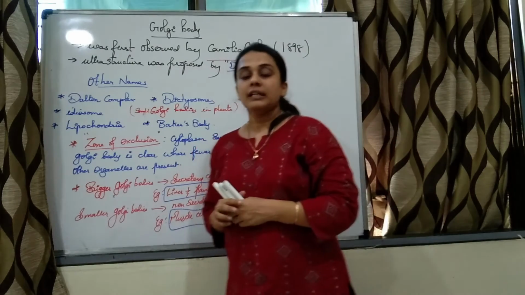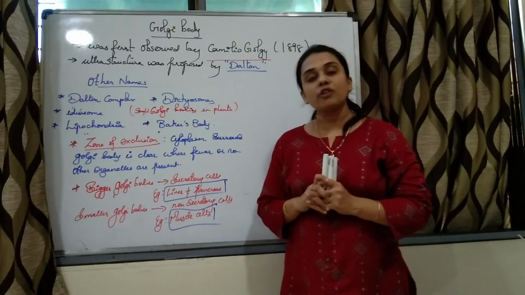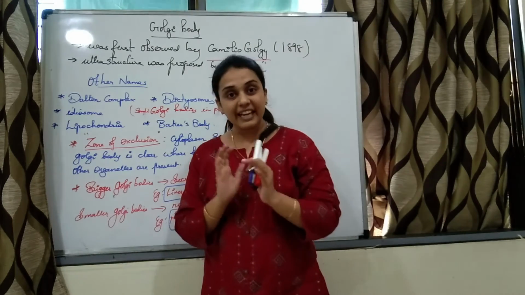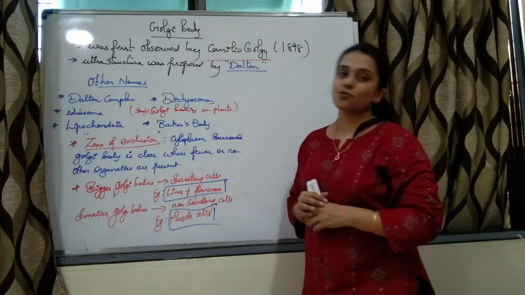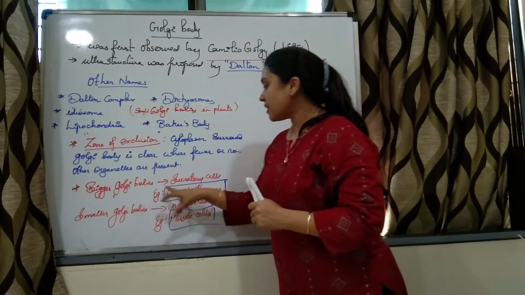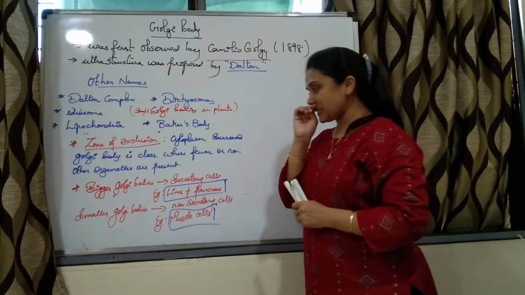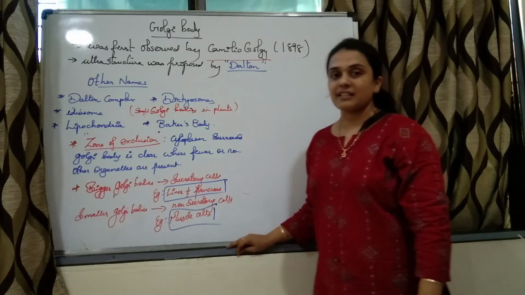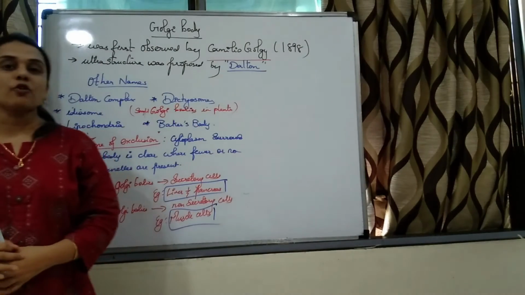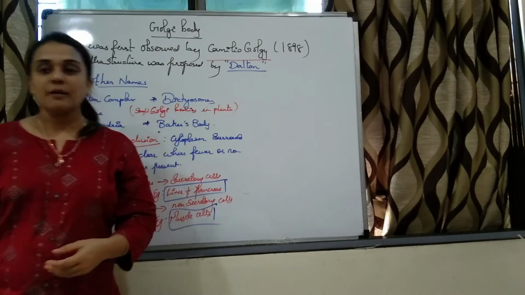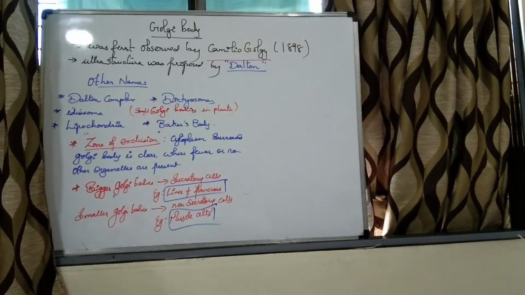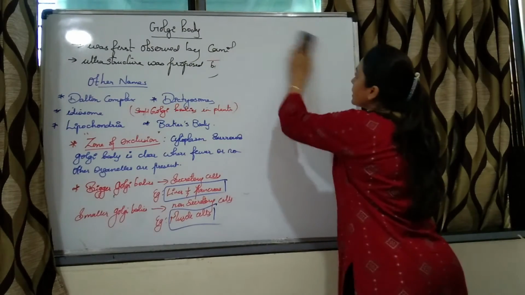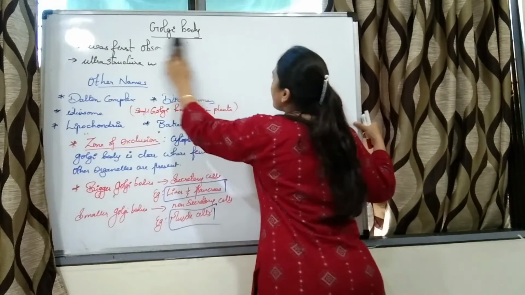Zone of exclusion, right? So the clear cytoplasm which is surrounding the Golgi body, where fewer or no other organelles are present, that area, that zone is called as zone of exclusion. Bigger Golgi bodies are seen in secretory cells and smaller Golgi bodies are seen in non-secretory cells. Yes, students, now we are going to study the structure of Golgi body, right? So, what is the structure of Golgi body, right? Golgi body is made up of 4 components.